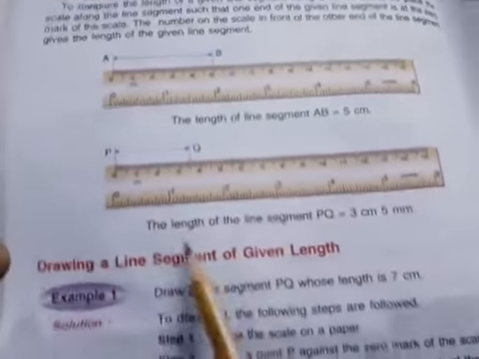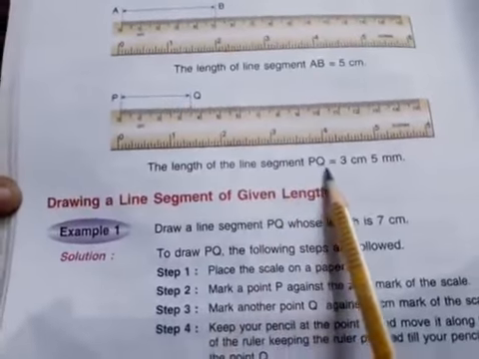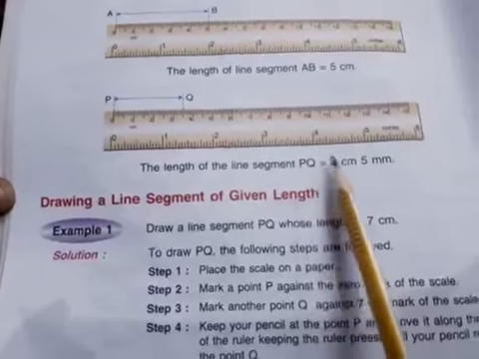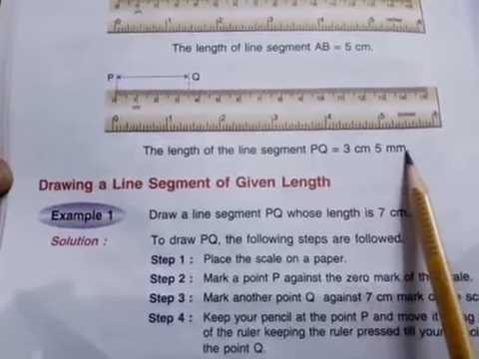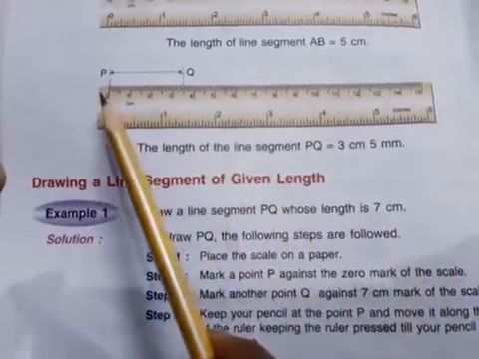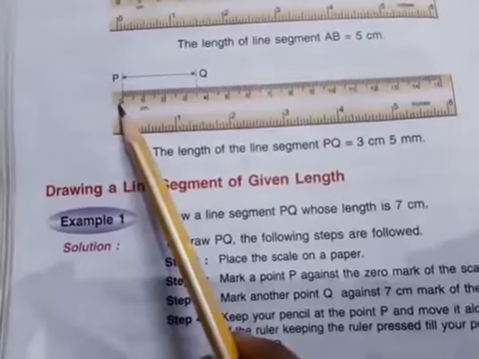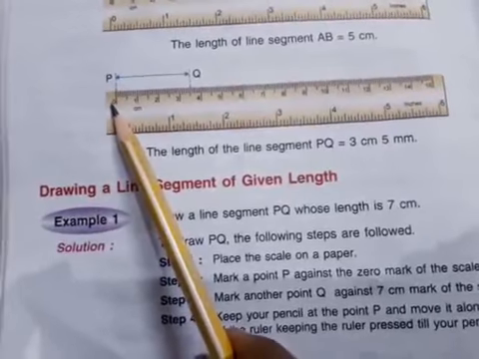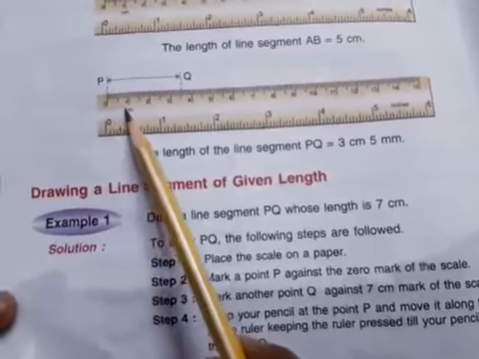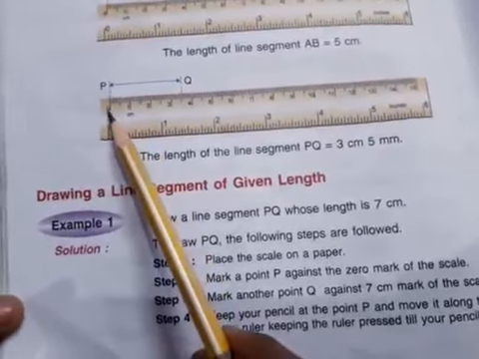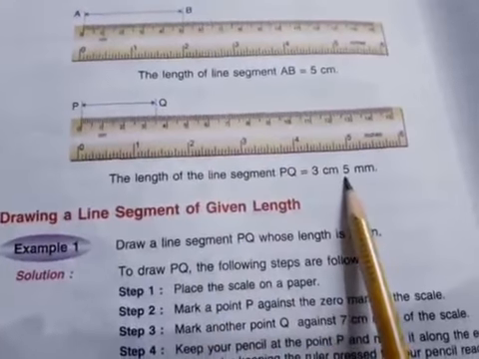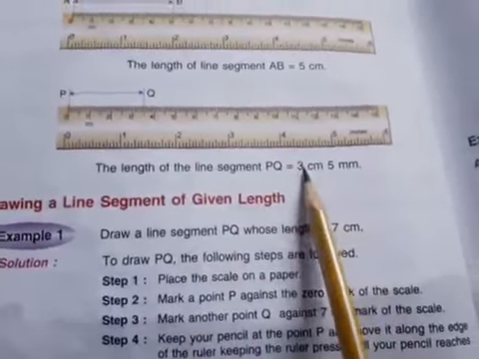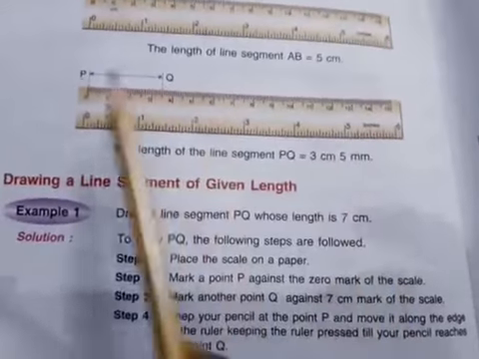Here you are given the length of the line segment PQ. We have to take 3 centimeter and 5 millimeter. Here I have already explained 10 millimeter make 1 centimeter. Here you see, we have to draw a line segment of 3.5 centimeter. That means 3 centimeter and 5 millimeter.